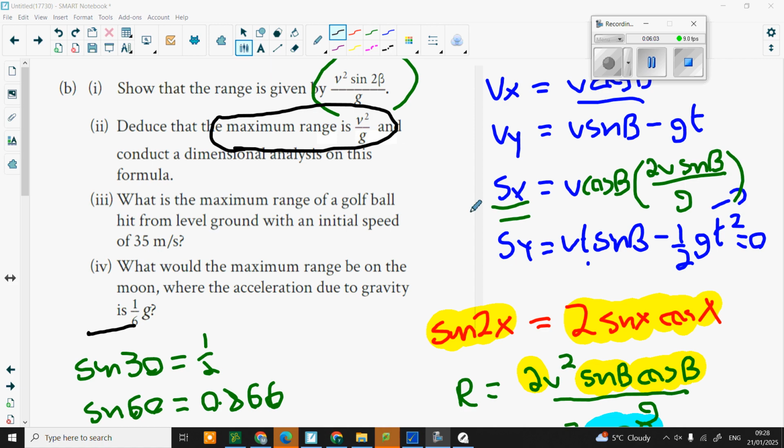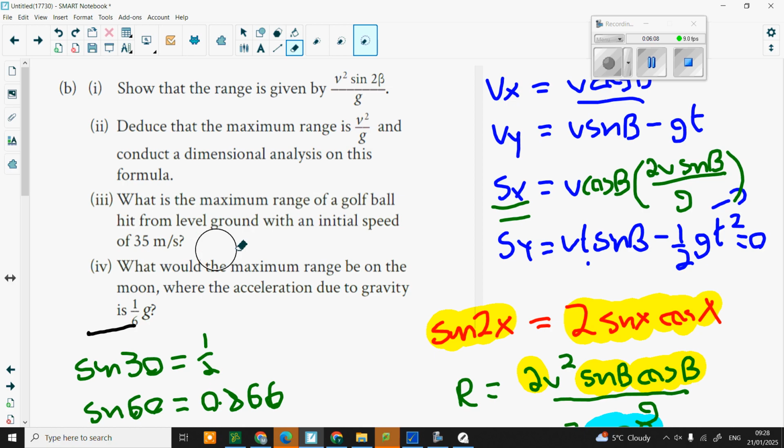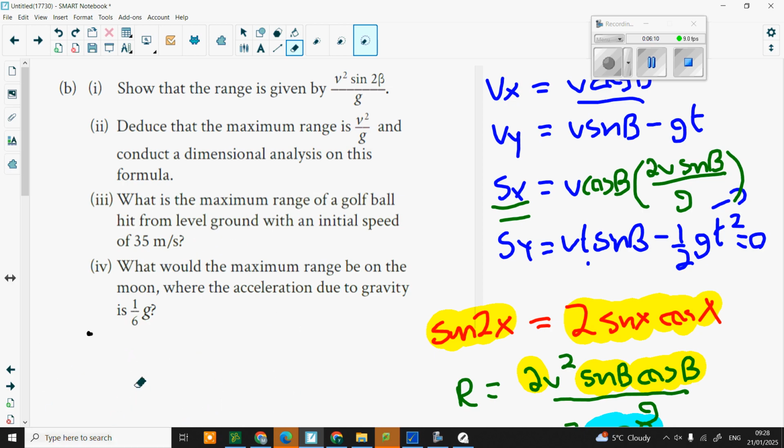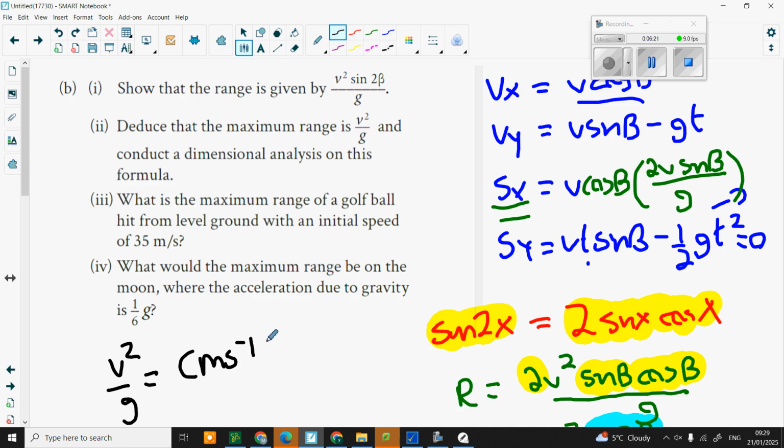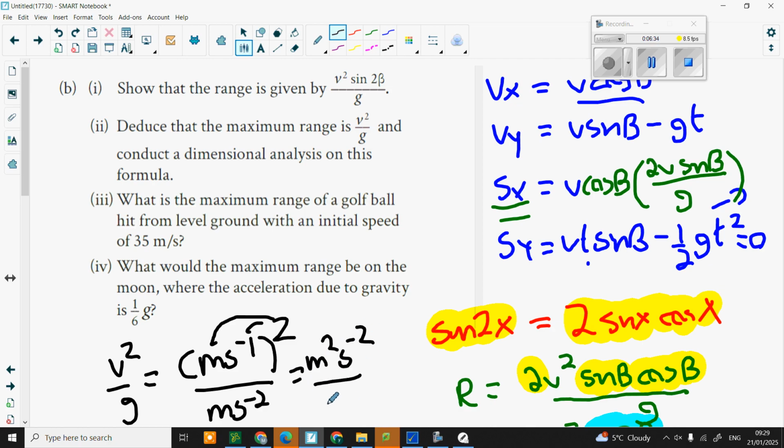Okay, question coming in. Yeah. Dimensional analysis, guys. Okay, so what is the dimensional analysis? So just do v squared over g. Is that right? So what's v squared again? It's ms minus 1 squared. And the bottom? And what did I tell you earlier about the squared? It works on both of them, so you get m squared s minus 2 all over ms minus 2. And what happens then?